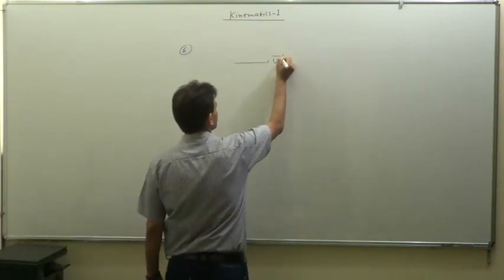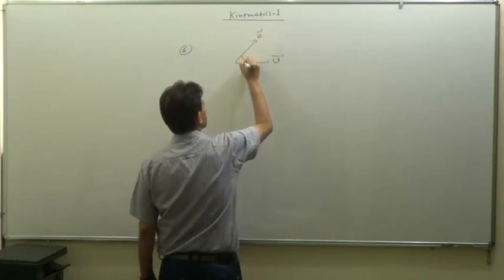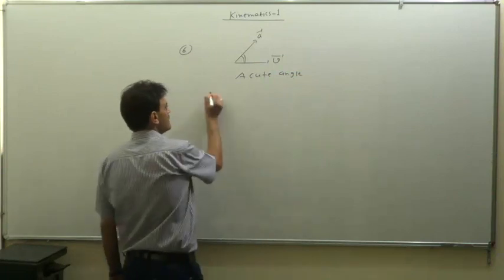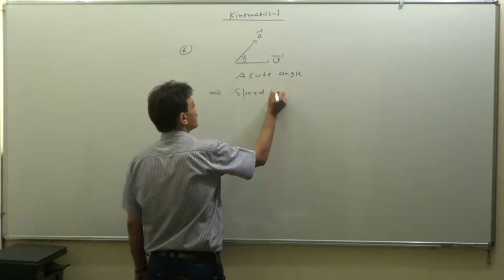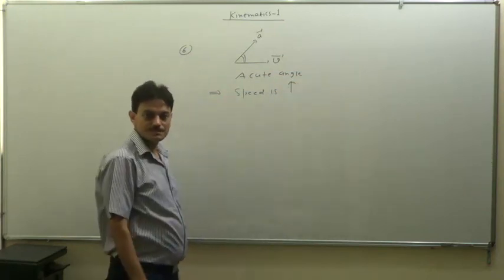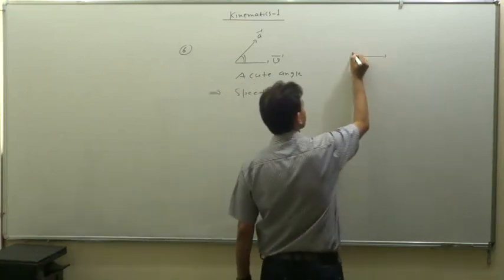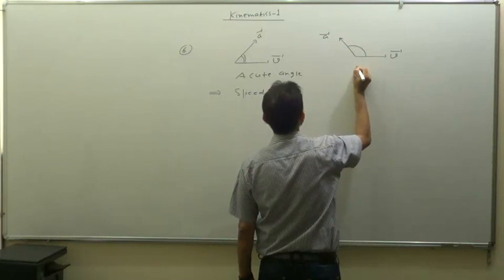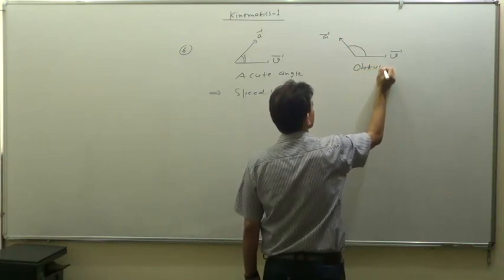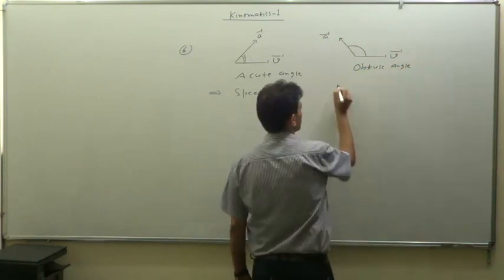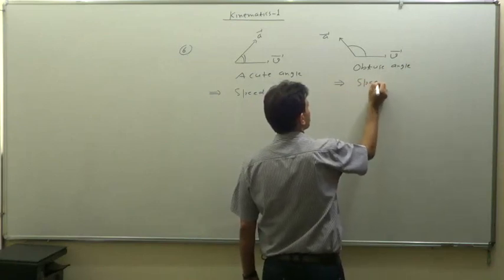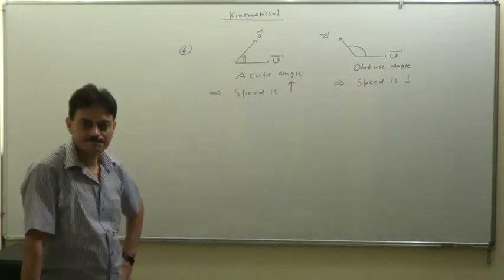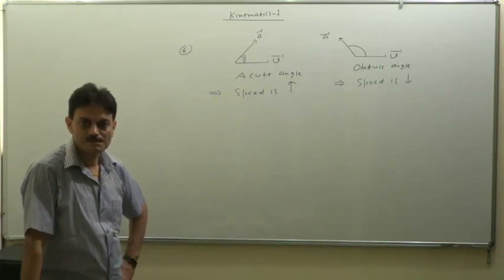Suppose this is velocity and this is acceleration. This time the angle is acute, meaning speed is increasing. If you have a figure like this, this is the velocity vector, this is the acceleration vector, and this angle is obtuse, then it means speed at this instant is decreasing. Right.